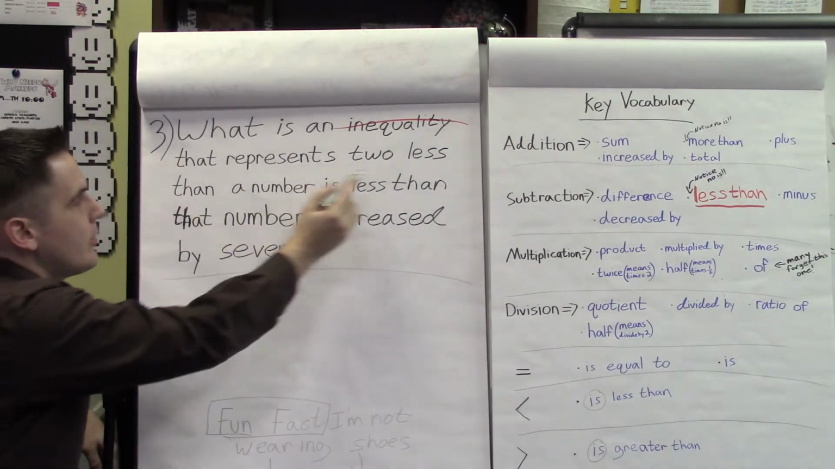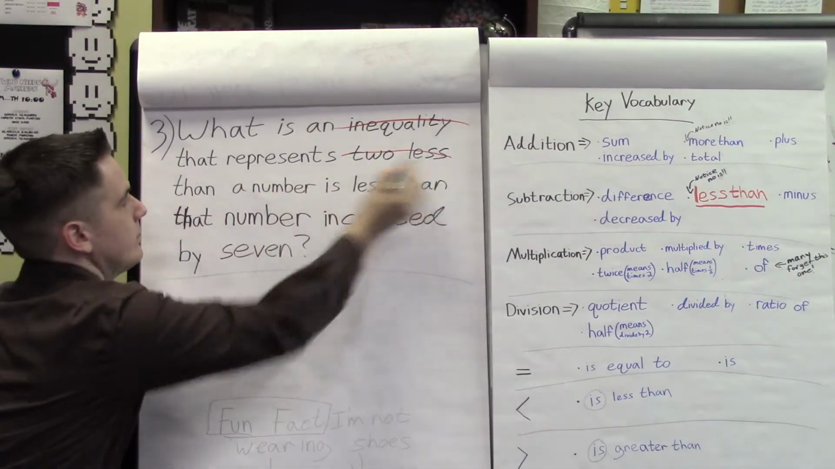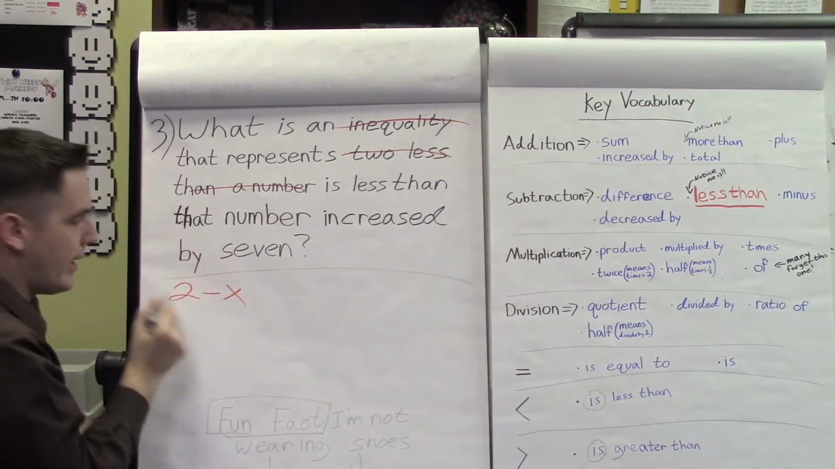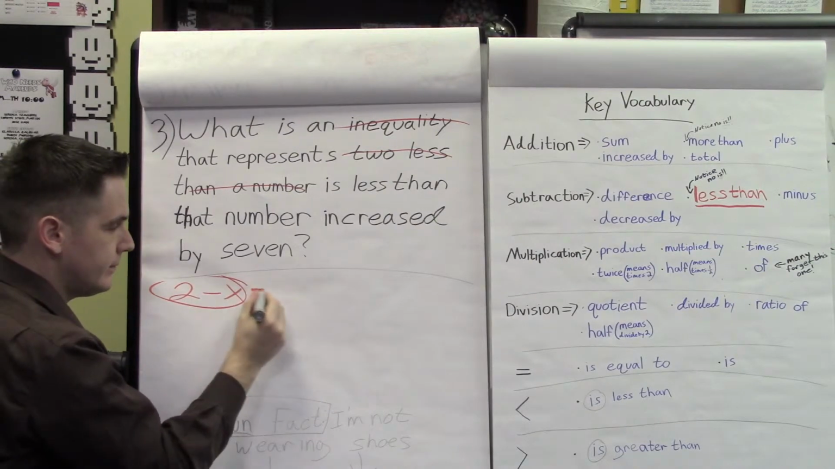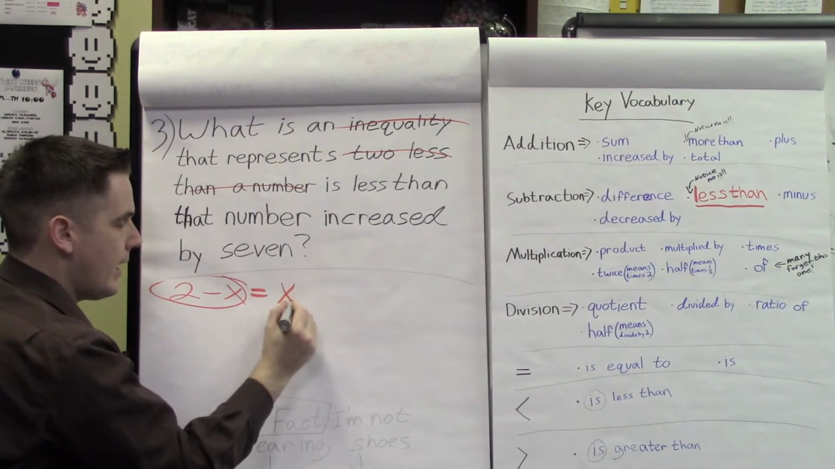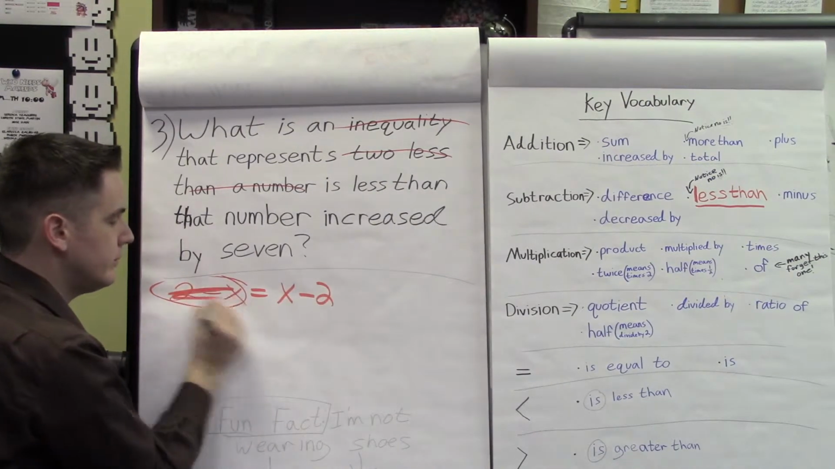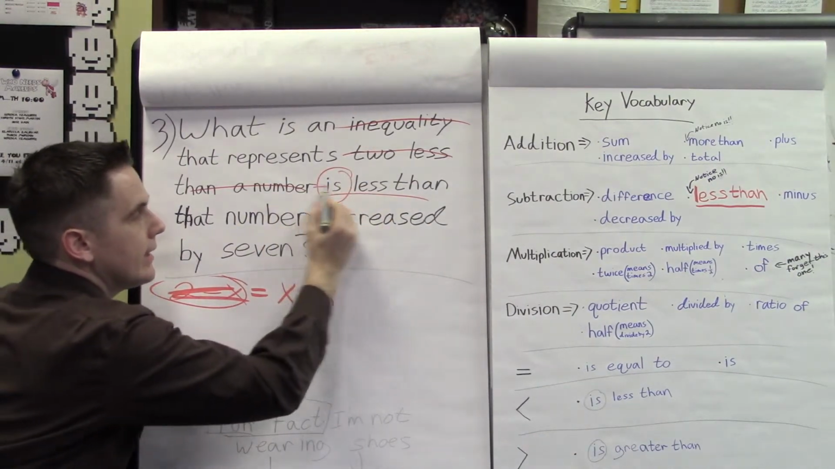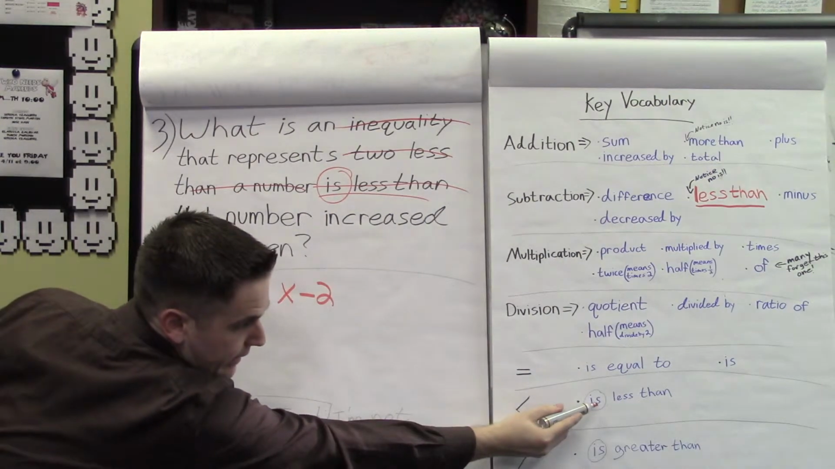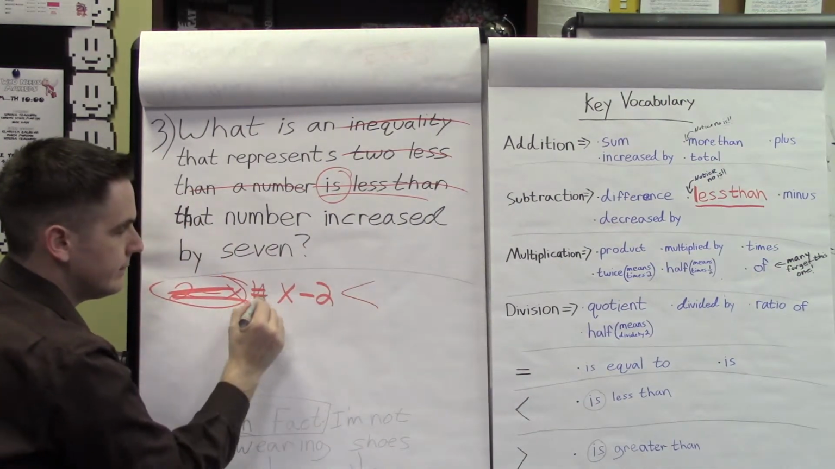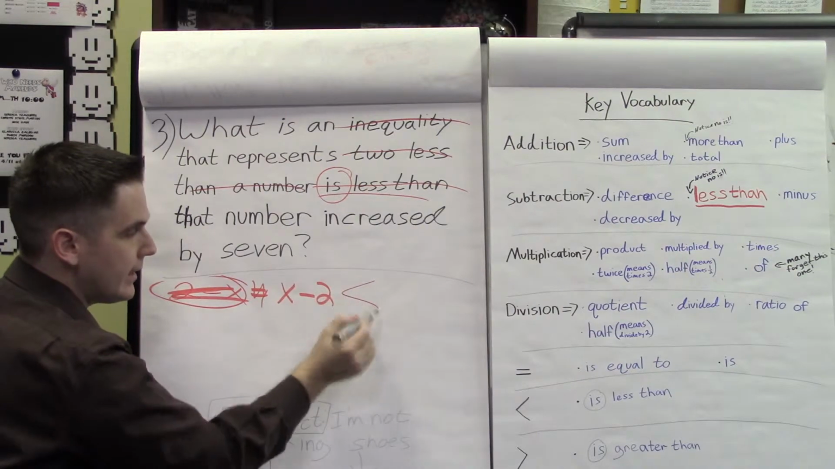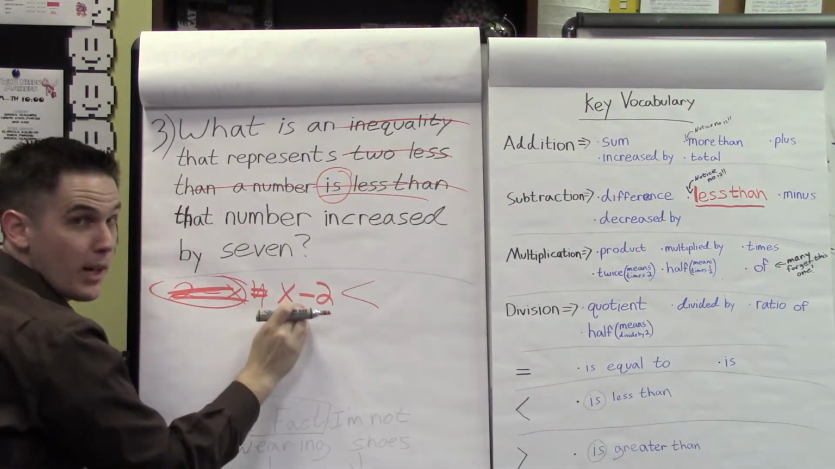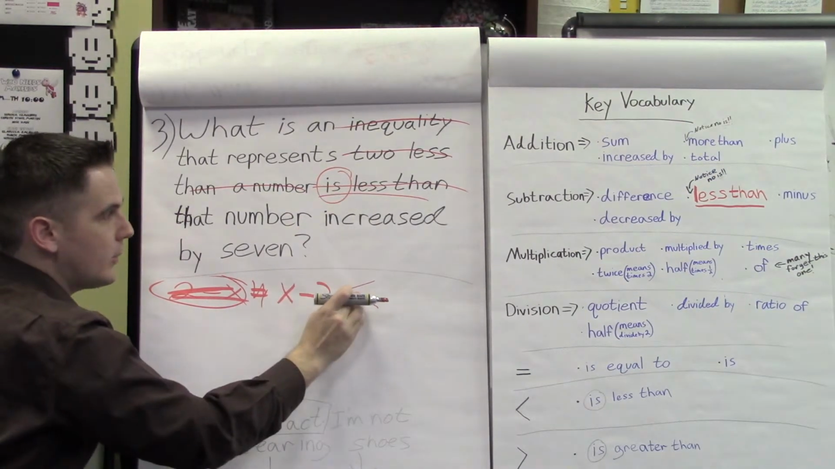Alright, represents 2 less than a number. So 2 less than a number, but less than means we gotta reverse it. So that means x minus 2 is less than, okay, is less than, that means inequality. X minus 2 is less than. If there wasn't an is, see this one didn't have an is right there, that's subtraction. This one has an is, so it's inequality.